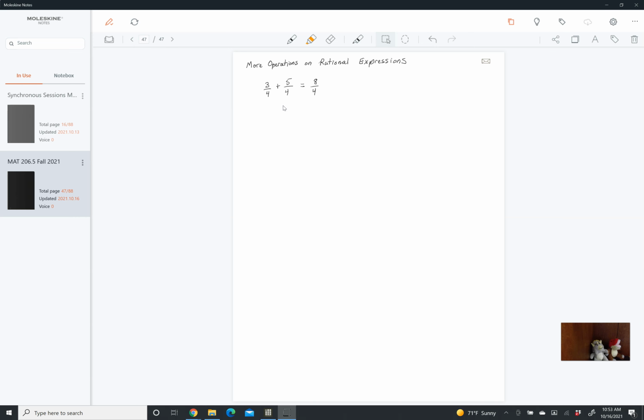If we have 8 over 4 minus 5 over 4, this is equal to 3 over 4. So all we're doing is we are subtracting the numerators, but not the denominators. So let's talk about what a rational expression is for a second, and that might help a little bit here with understanding how the addition and the subtraction work.